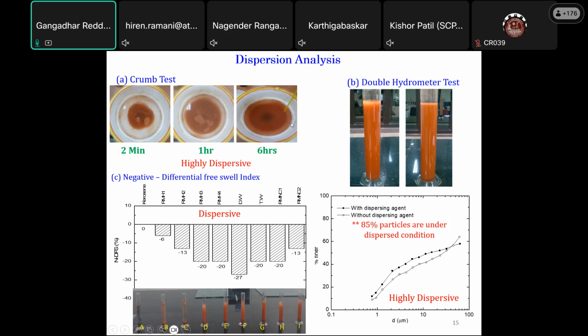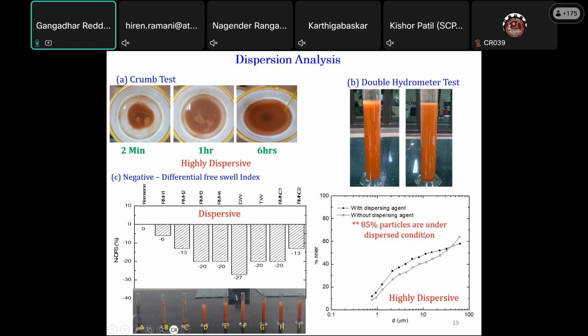Because the particles are a little denser, even though there was some dispersion, the particles settled. There is a complete dispersion even after 2 or 3 minutes. It shows that the red mud is highly dispersive in nature. The other one is the hydrometer test. In the hydrometer test, we do one with a dispersing agent and the other without a dispersing agent. Then we make a comparison, like at particle size D10, what is the percentage finer. Then I compare the difference between the two.